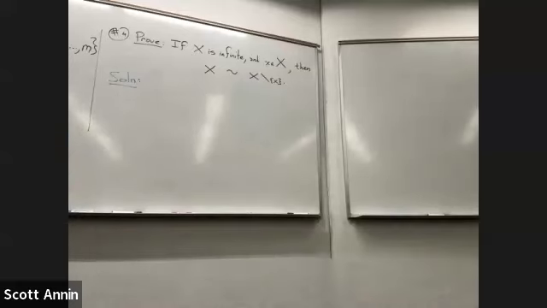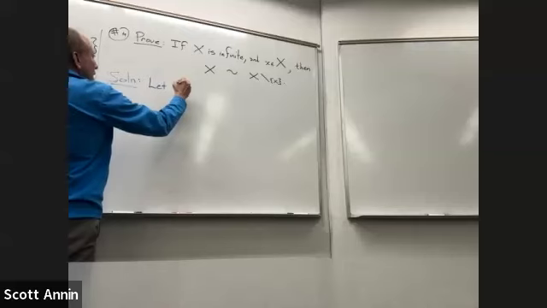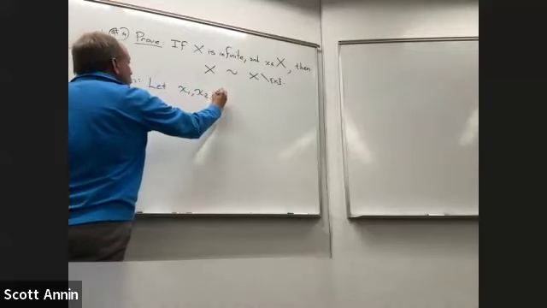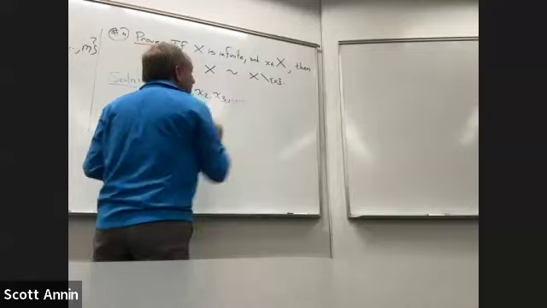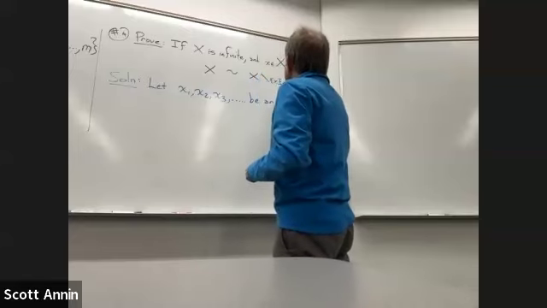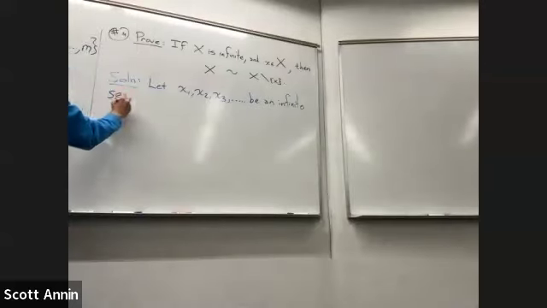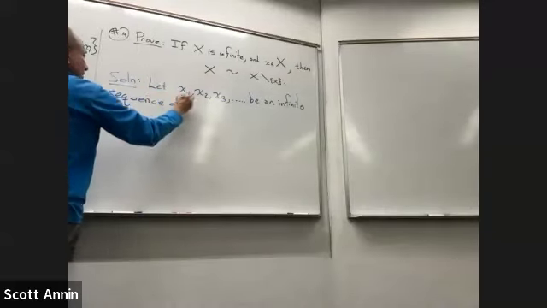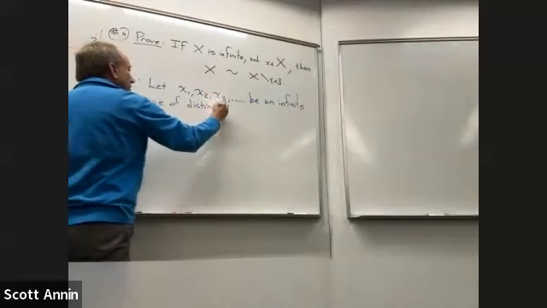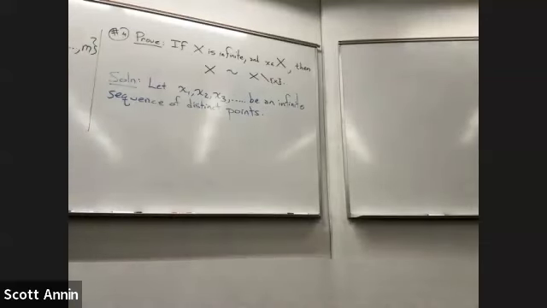So your job is basically to write it up, and that'll make my job of grading it really easy. Which is basically, I'm just going to let x1, x2, x3, dot dot dot, going on forever like that, be an infinite sequence of distinct points. An infinite sequence of distinct points. And I can only do that because X was infinite.